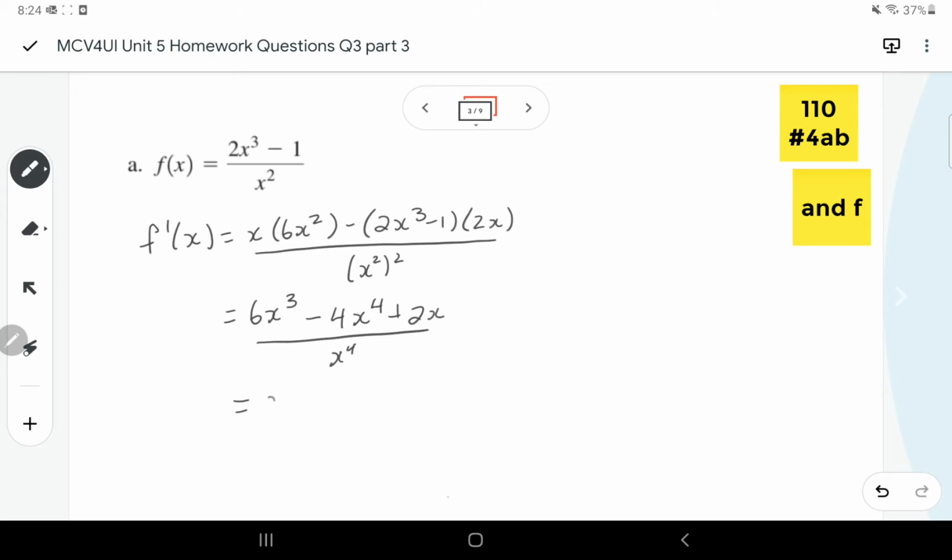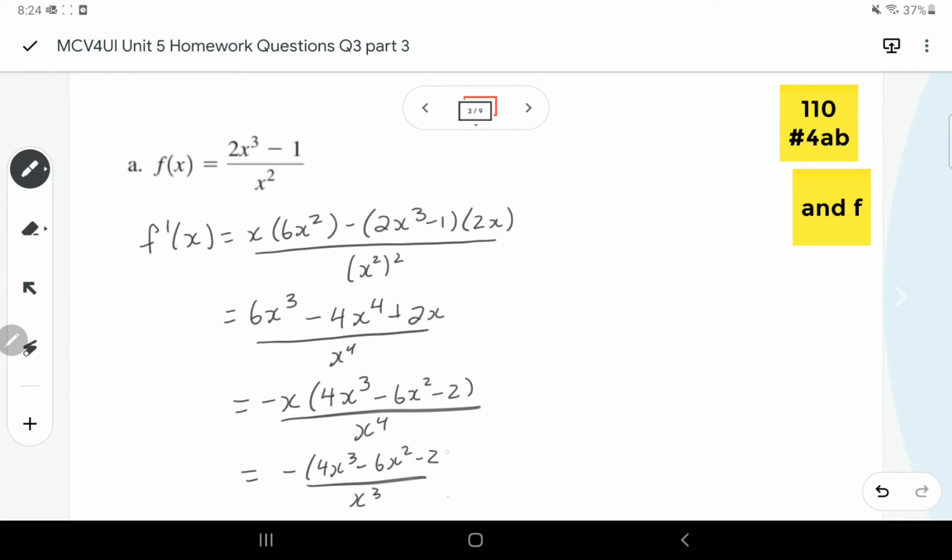I have a common factor of x on top, so I'm just kind of rewriting things because I've got an x to the 4th. I'm going to take out a negative x and shuffle the order around just to put it in a better form. 4x cubed minus 6x squared minus 2 over x to the 4th, and then reducing out the x. And we'd have an x cubed in the bottom there. So reducing that out.